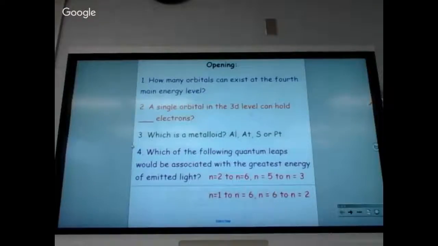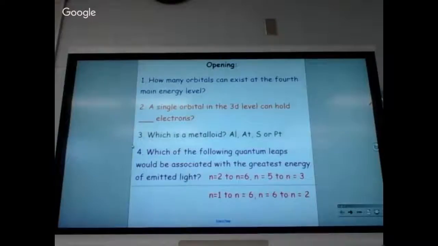Have we finished the questions on the opening? All right, so we look at number 1. How many orbitals can exist at the 4th main energy level? No on the 4, no on the 7. Angel's got a squinched up face over there. So I think I did it right in my head. 16. Yes, 16. All right, well, we got 16.